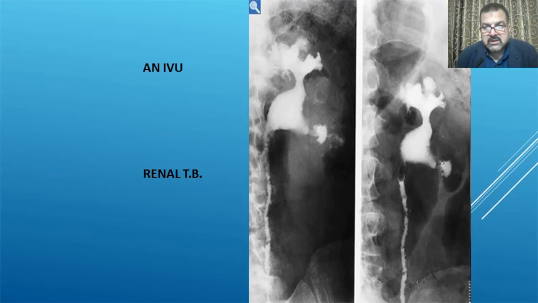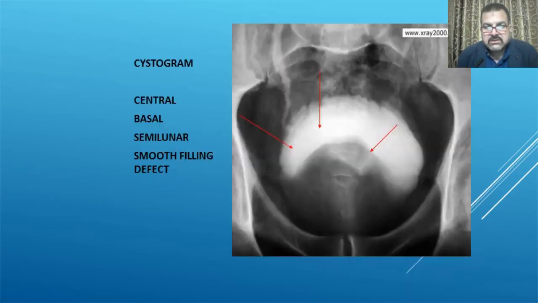Here TB, as you can see, amputated calyces, deformities, filling defects in the ureters. It is pathognomonic for TB, tuberculosis.